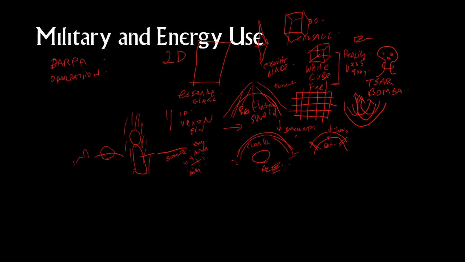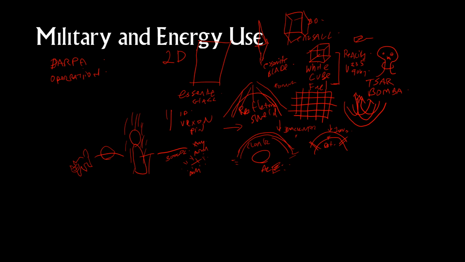Oh, I'll draw a cat for you guys. There you go. It's Schrodinger's cat. But he's free. Yay. So that's what the Vexon pin would be useful for. That's just the basics of military use. I'll go into some further stuff in my advanced lecture, but that's just for you people.